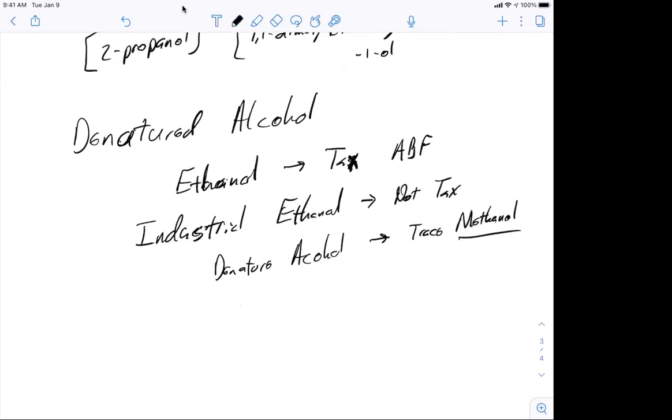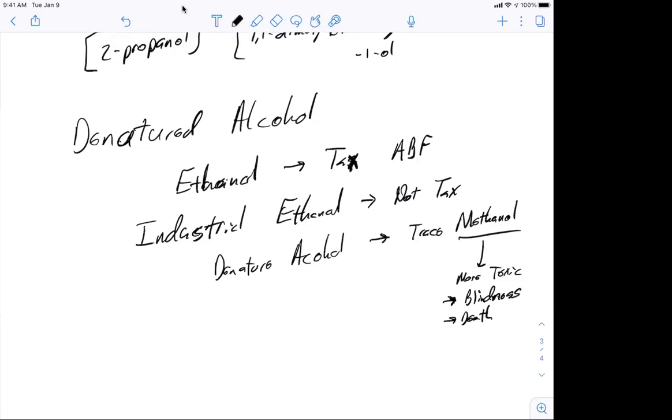Now, ethanol in general at high concentrations will kill you, right? It is a toxin, but methanol is more toxic, and it can kill you. The most common effect of drinking denatured alcohol in large quantities is blindness, right? And then death. So they add a trace of methanol in there to make denatured alcohol. So if you ever see denatured alcohol, that is not consumable.